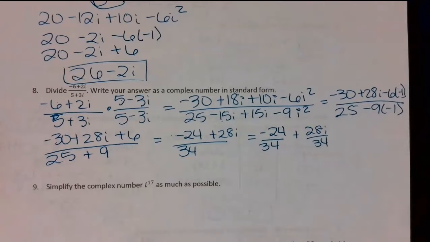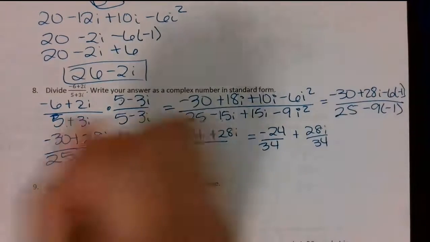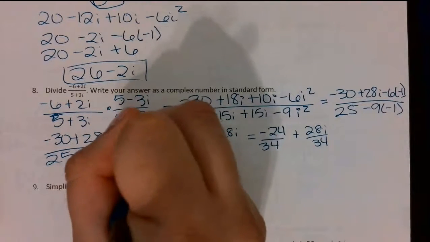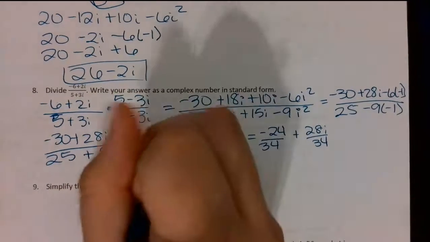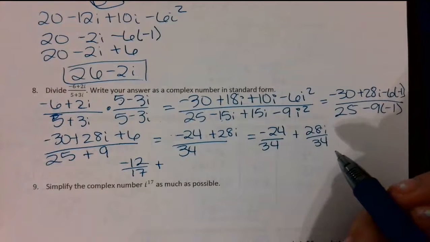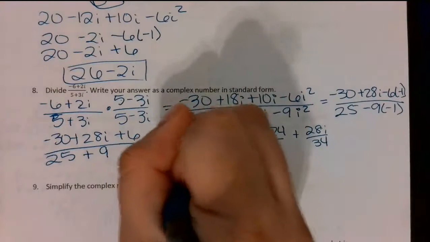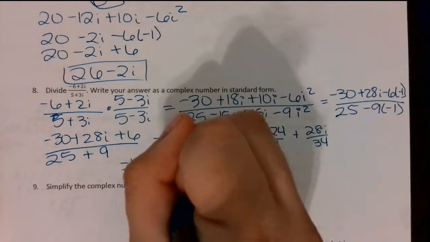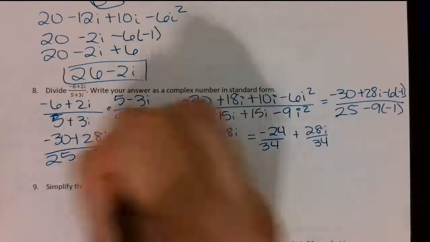Then I can simplify each of my fractions. Negative 24 and 34 are both divisible by 2. So I have negative 12 over 17. And then for the second part, I have 28 and 34, also both divisible by 2. 28 divided by 2 gives me 14. 34 divided by 2 gives me 17, and I still have my i.